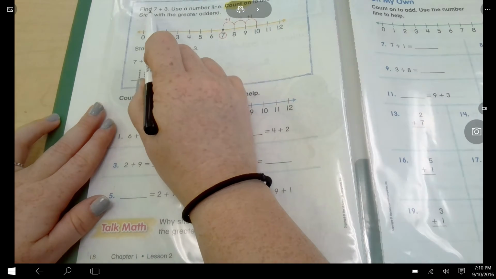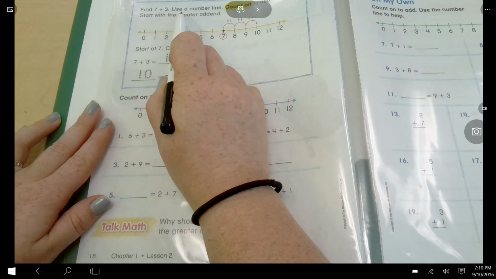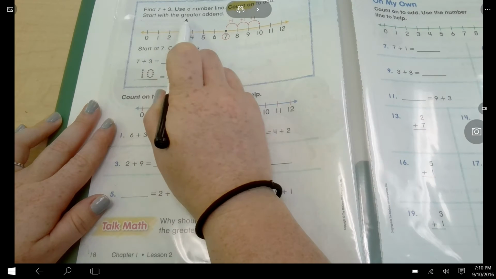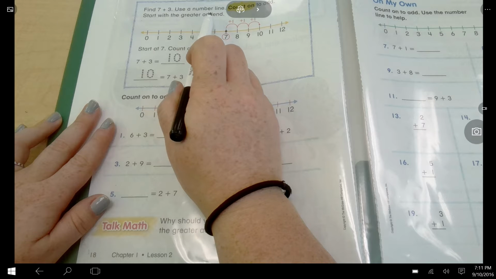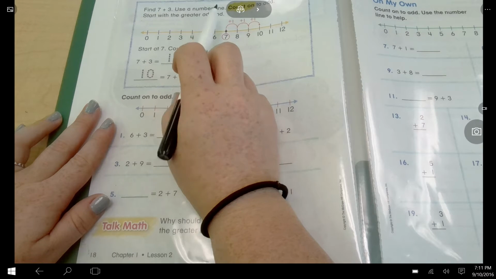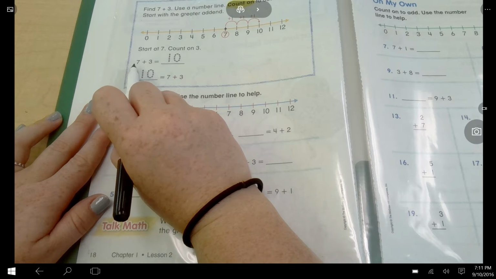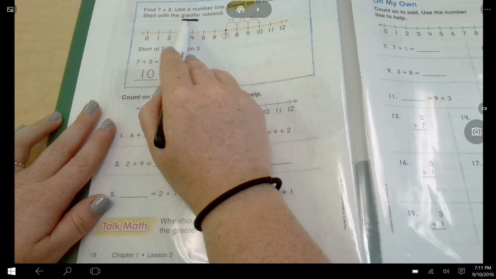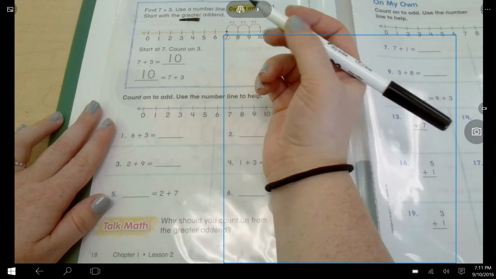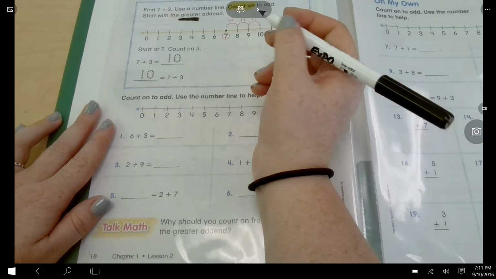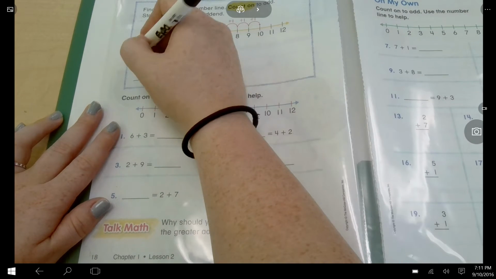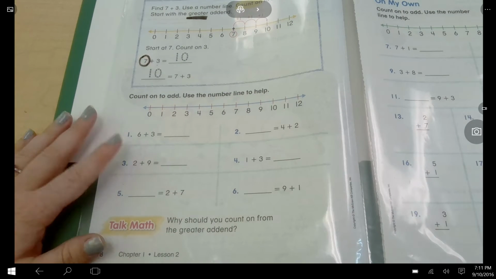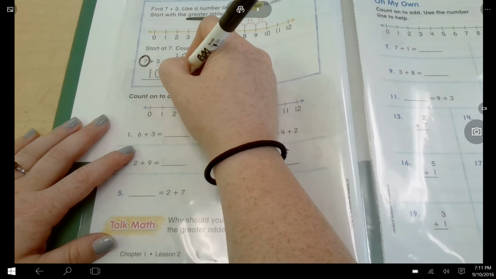It says find 7 plus 3. Use a number line, count on to add. Start with the greater addend. Remember, the addend is the numbers you are adding together. This is an addend, this is an addend. It says start with the greater addend. That means the bigger addend. So what I want you to do is always circle the bigger addend in your number sentence. This is the bigger addend. Circle the bigger addend in your number sentence.